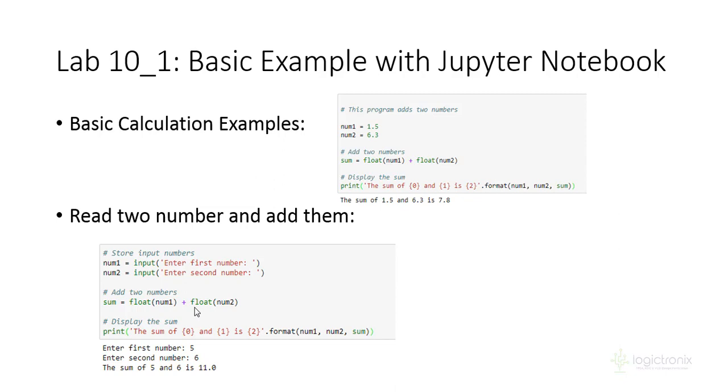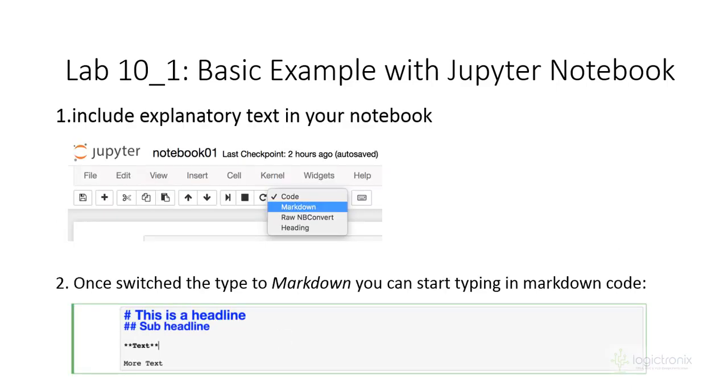If you want to perform similar calculations while reading two input numbers, in the previous examples we just took constant values. If we want to take the inputs from the user, we can use input functions: input, enter first number; input, enter second number. After inputting number 1 and number 2, we can do the sum of the floating point values. Both are floating point, and we can print the result. So this is the basic example. Another important thing is the markdown.